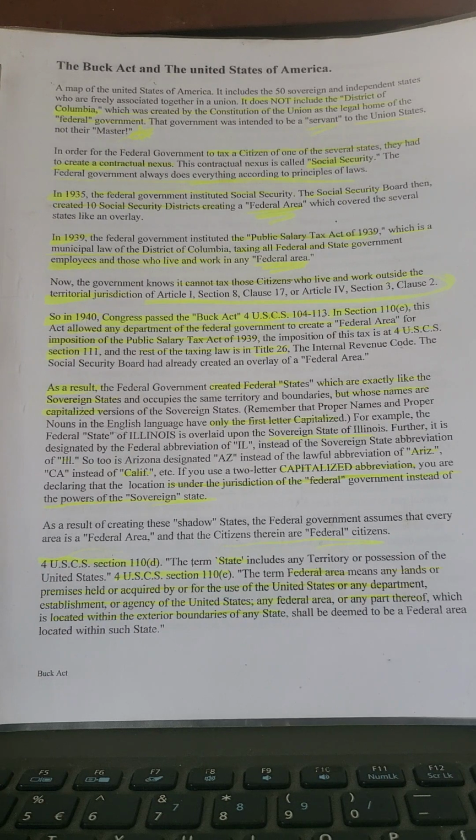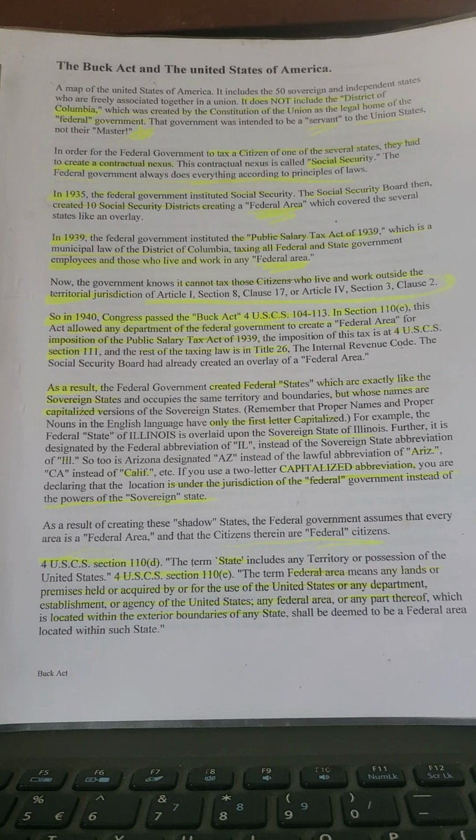In 1939, the federal government instituted the Public Salary Tax Act of 1939, which is a municipal law of the District of Columbia taxing all federal and state government employees and those who live and work in any federal area. Now, the government knows it cannot tax those citizens who live and work outside the territorial jurisdiction of Article 1, Section 8, Clause 17, or Article 4, Section 3, Clause 2.